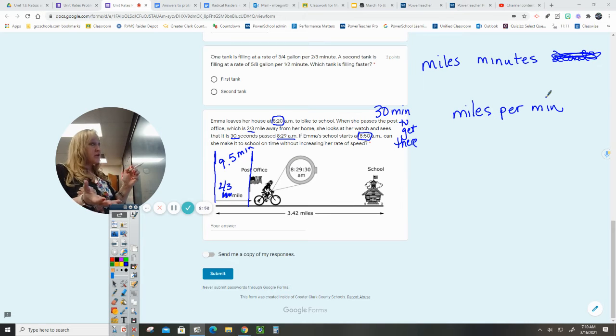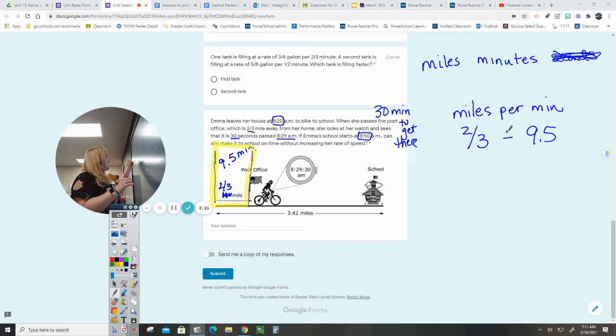And I had to look at this part right here. How far did she actually travel? So if on the test or something that you see, first you have to find out the two rates that are being compared and where those rates are located. So the miles that she went was 2/3, and she went 9.5 minutes. And then we have that original. We can figure out her unit rate of miles per minute.